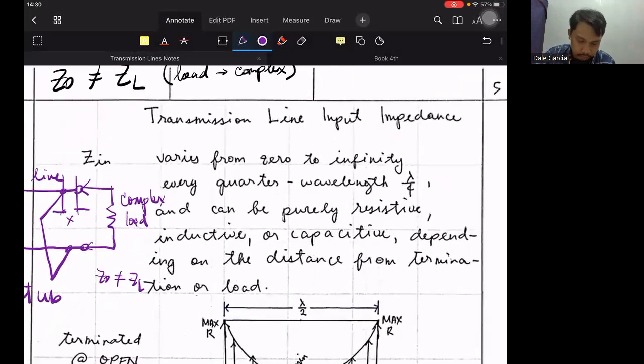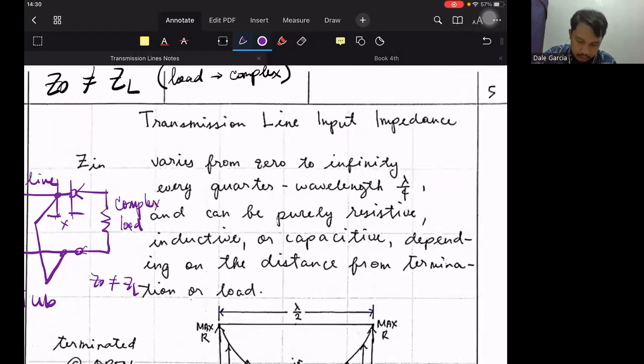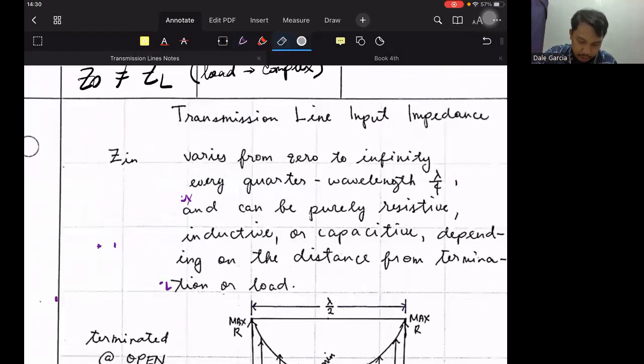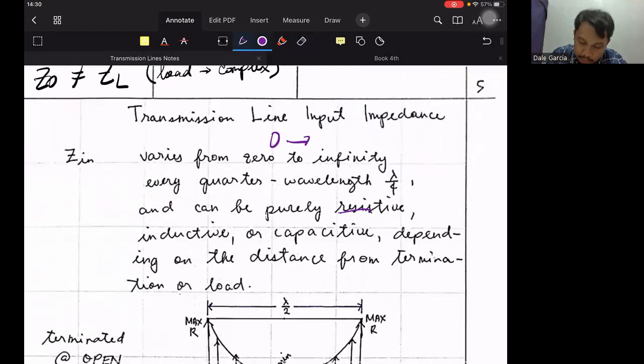So having that in mind, we take advantage of the input impedance of our transmission line. So the input impedance of a transmission line varies from 0 to infinity every quarter wavelength and can be purely resistive, can be inductive, and can be capacitive, depending on the distance from the termination or the load.